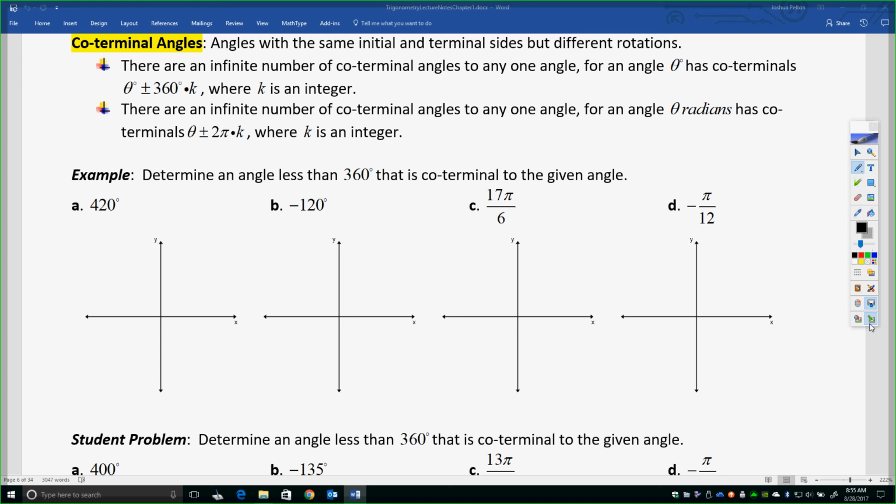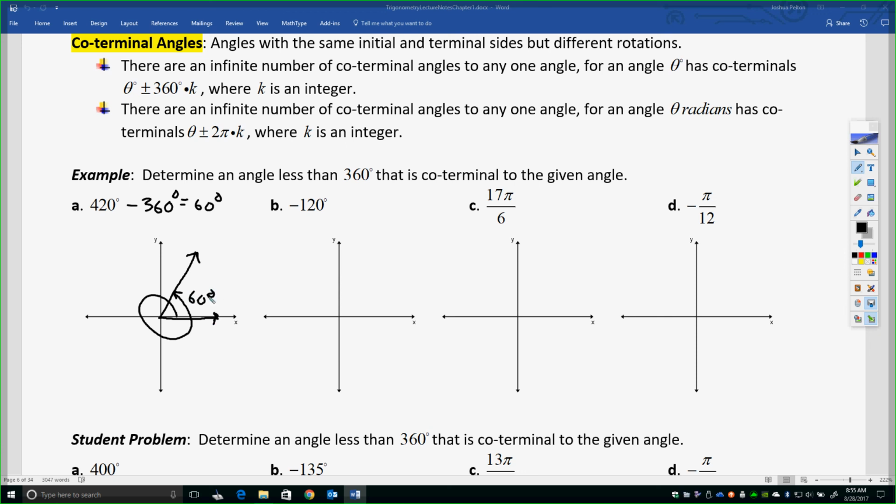The first one is 420 degrees, so that's more than 360, which means we're going to go more than 1 time around. If I subtract 360, I'll get 60 degrees. That means I went all the way around once, plus another 60 degrees, and I got my terminal side. There's my initial side that I started at, and I went all the way around once, plus another 60 degrees.